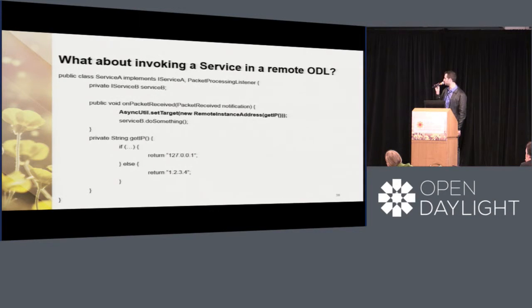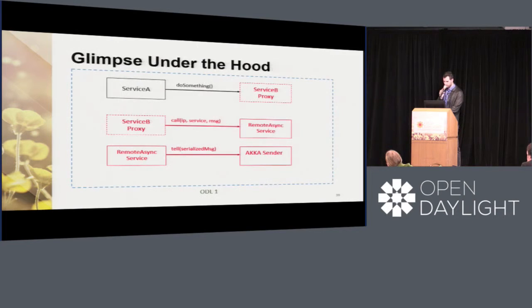So having all this magic really helps us invoke the services in a remote ODL. If the calls are asynchronous, what do I care if they run on this ODL or another ODL? If I wanted to run it on a remote ODL, I could do it with the same infrastructure. I would just have to call the line in bold here, set target, and put the IP I want to contact, the IP of the remote ODL. And then under the hood it would look like this.